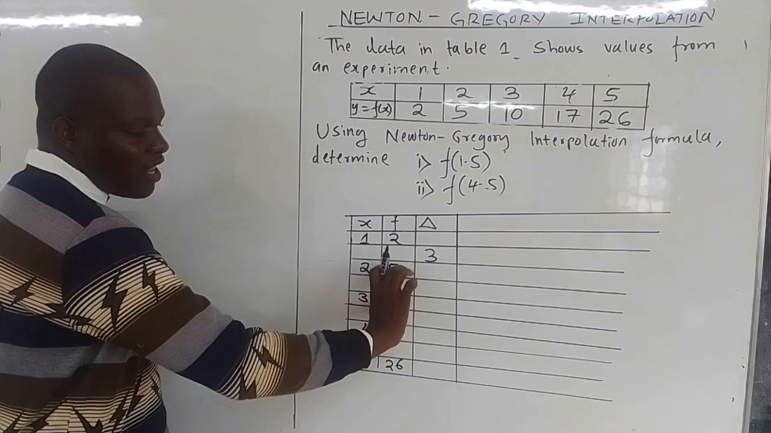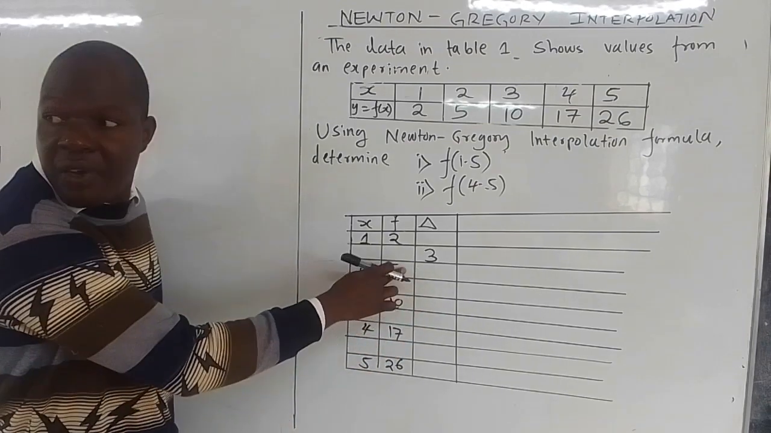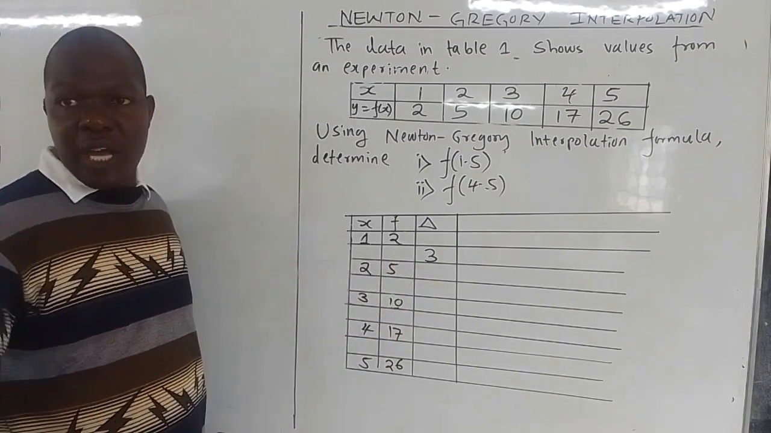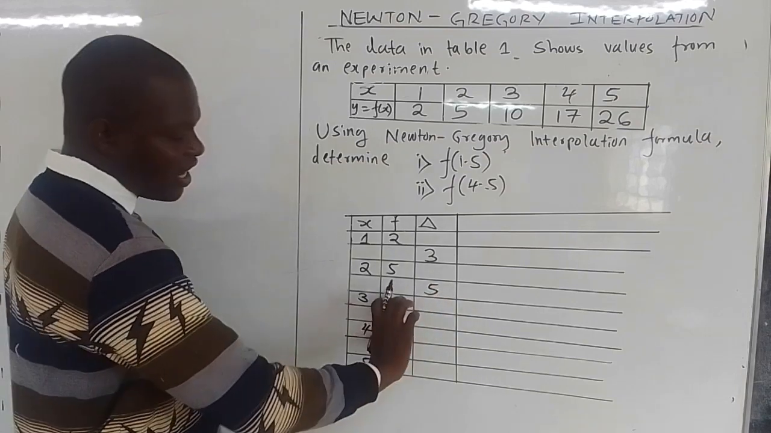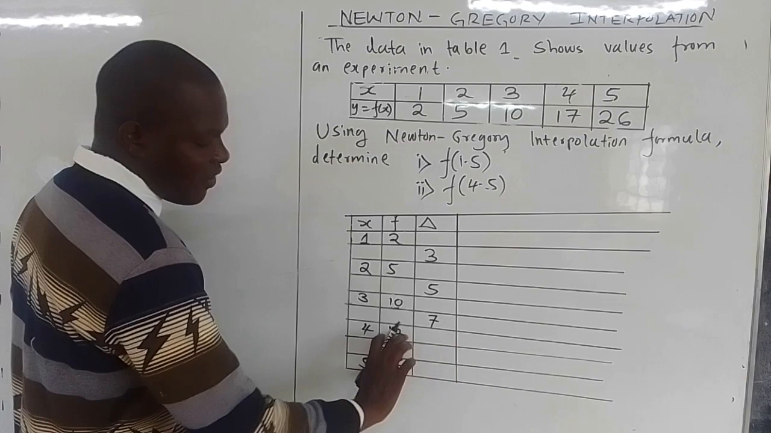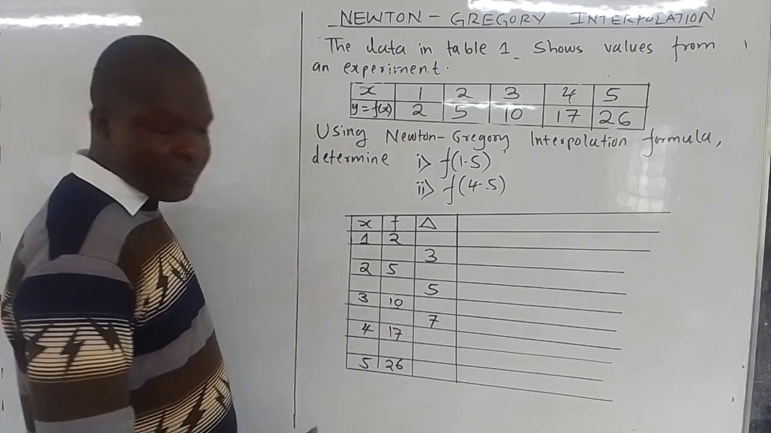Then the next difference, the next two values, this is 10. Is 10 minus 5. Are we together? This is the second minus first, okay? 10 minus 5? 5. Then the next difference is here, 17 minus 10, you get? Then the next difference is here, 26 minus 17?